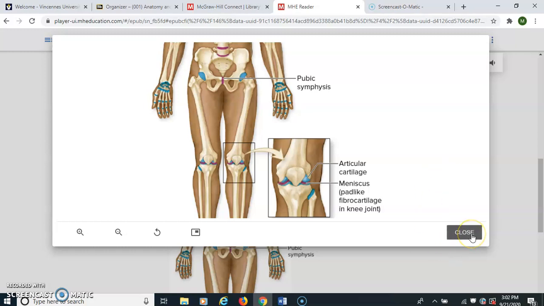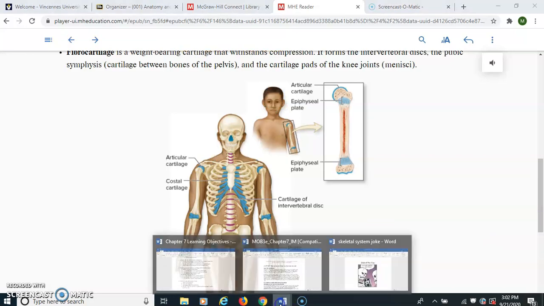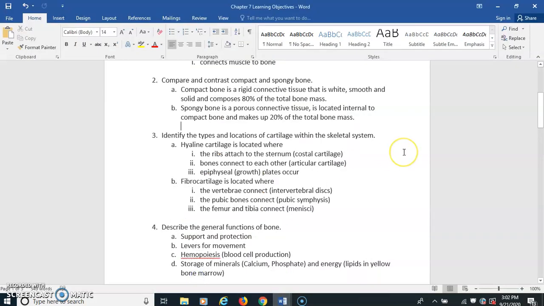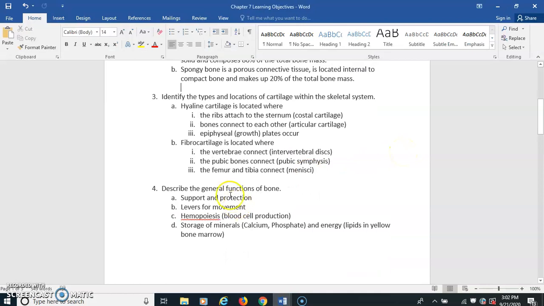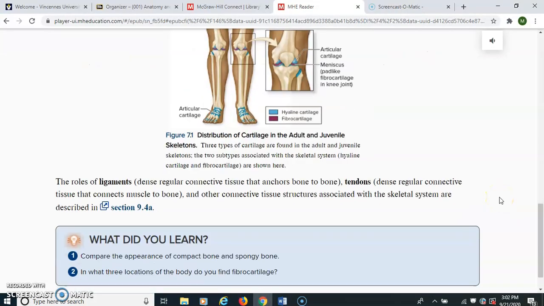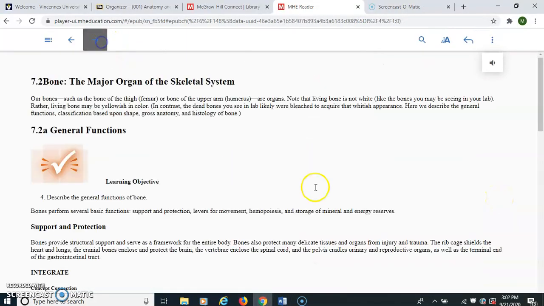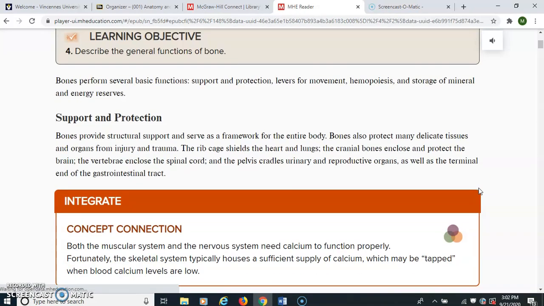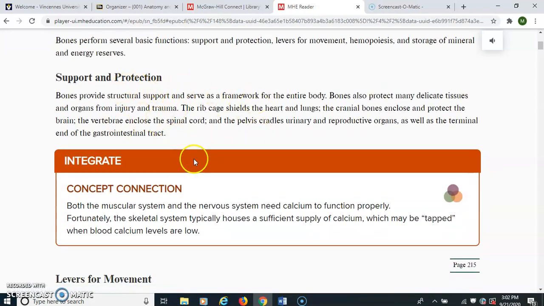All right, so we're going to go back to our objectives. Number 4 here, we're going to go down through the general functions of the bone. As we go through the rest of chapter 7, we'll get into more details about these general functions of bone. I've listed them here, but you can also find them in our textbook, where they give a nice explanation, which is good.